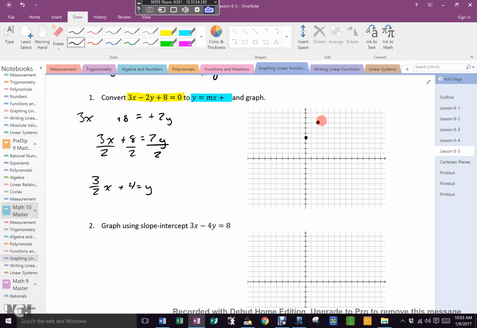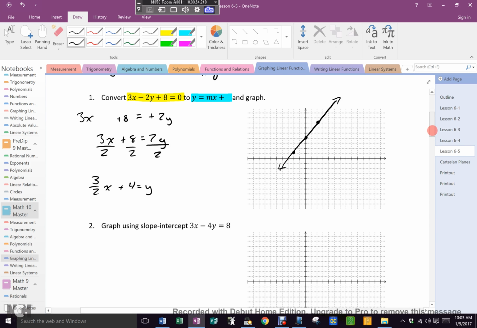So if up and right gets me something, down and left will get me something. 1, 2, 3, 1, 2. And I make a nice straight line. And I connect it. Why do I connect it? Because it's continuous data. Because any number can go in there. Right? Can I take any number, multiply it by 3, add 8? Like I can. Everybody got it?